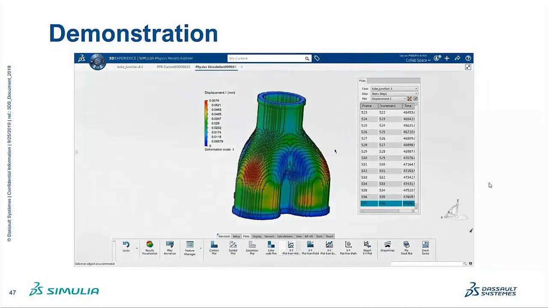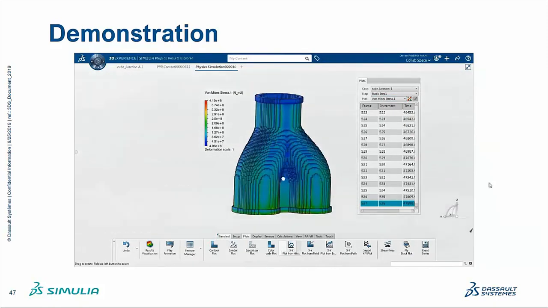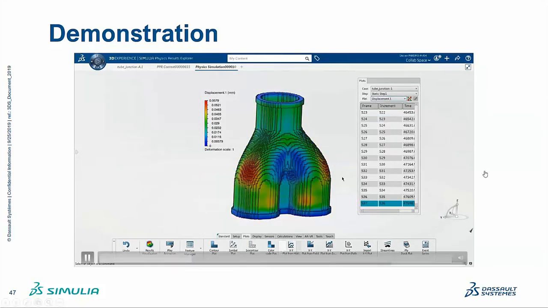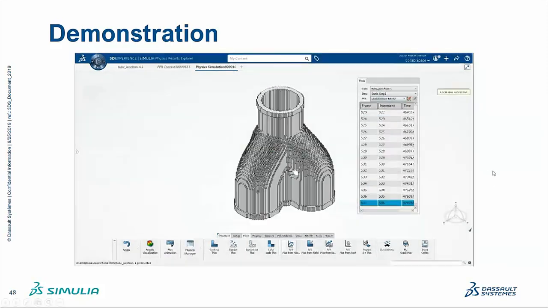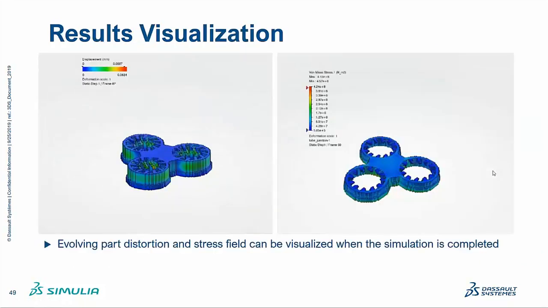The simulation is a purely structural analysis, so it's very fast compared to the thermostructural analysis, which takes more time. And it gives us a good overview of what to expect from the simulation, from the part, whether it's printable or not. The results, again, are shown here.